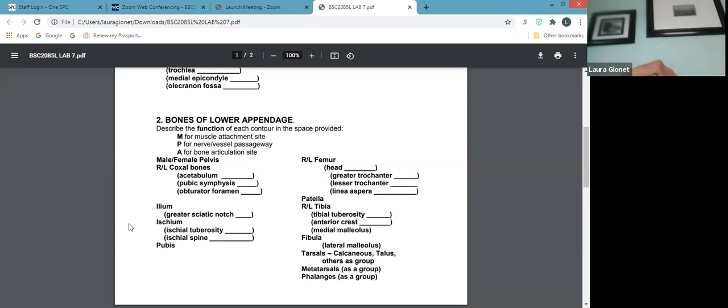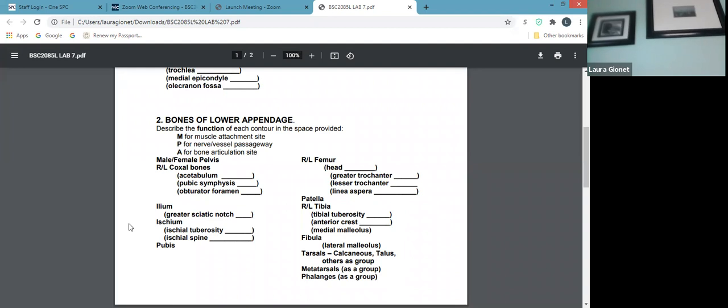All right, then if you run your finger down the anterior aspect of the shaft of the tibia, you're going to feel another raised ridge of bone. And this is called the anterior crest. It's found on the anterior aspect of the tibia. And that too functions as M for muscle attachment. At the distal end of the tibia, on the medial aspect, is going to be a piece of bone that extends, and it's roughened, and it's called the medial malleolus.